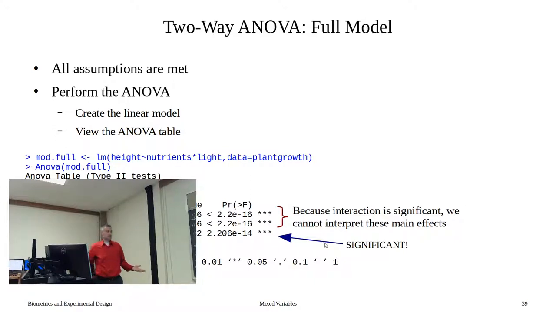Question. When we get this, do we just report that the interaction term is significant? Yes, we do. We don't report anything else because the effect of nutrients depends on what level of light we're looking at. The effect of light depends on what level of nutrients we're looking at. All right? We don't know that relationship yet because the effect of nutrient depends on the level of light and vice versa. All right, so at this spot, once we see this interaction term, our lives just became a lot harder.